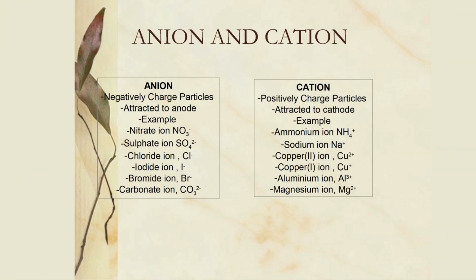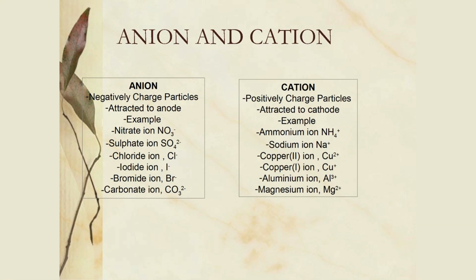Cations and anions. Now let's talk about the ions themselves. We have anions and cations. Anions are negatively charged particles, attracted to the anode, the positive electrode. Examples: nitrate ion, NO3⁻; sulfate ion, SO4²⁻; chloride ion, Cl⁻; iodide ion, I⁻; bromide ion, Br⁻; carbonate ion, CO3²⁻.